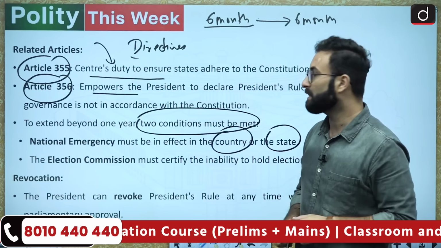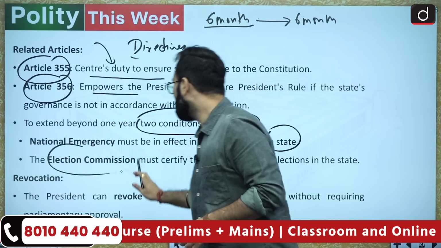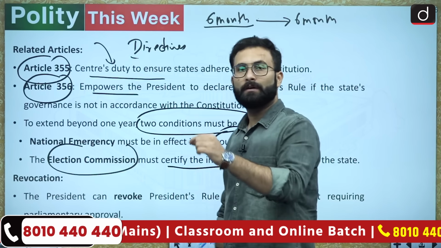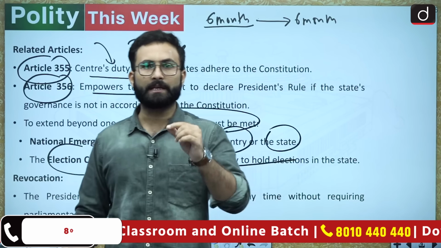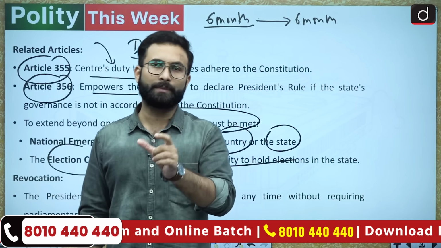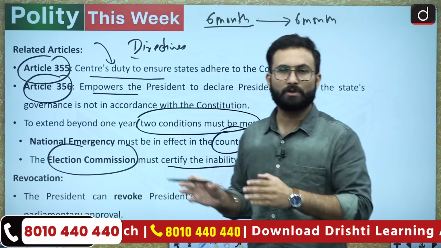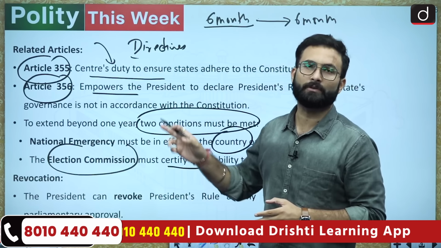That is one condition. Second condition is election commission must certify that they are unable to conduct the election within the stipulated period of time. That is why for that period there will be a president's rule. Okay, that was the case in Jammu and Kashmir. Since election commission was not able to conduct the elections, that is why it was under the president's rule.